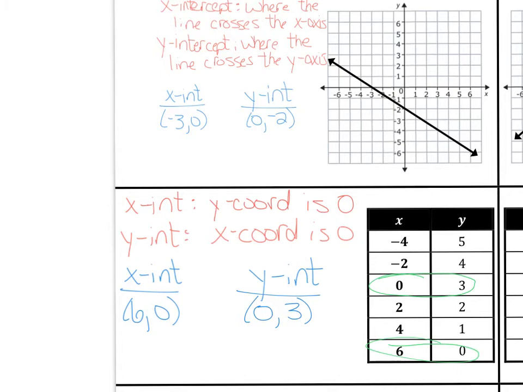So when you're finding the x-intercept and y-intercept from a table, you're looking for where the x-coordinate and y-coordinate are 0. Just make sure you get them straight. For the x-intercept, y is 0, and for the y-intercept, x is 0.